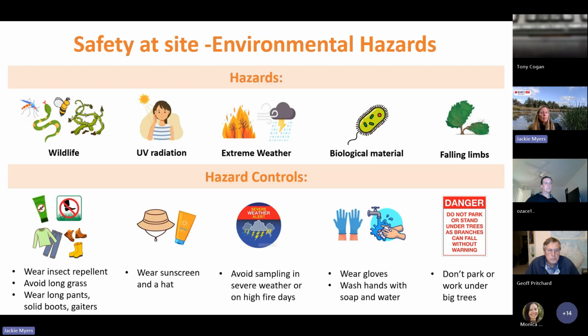We want to avoid things like long grass or dense vegetation areas where you just can't see. If you do see a snake, we abort sampling. Okay, just leave and we'll come back another time.